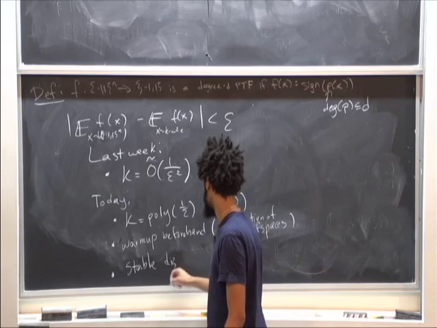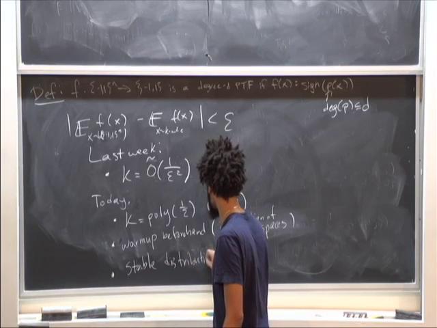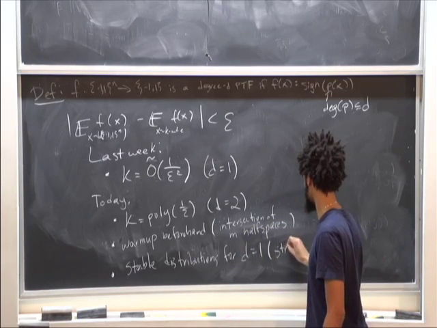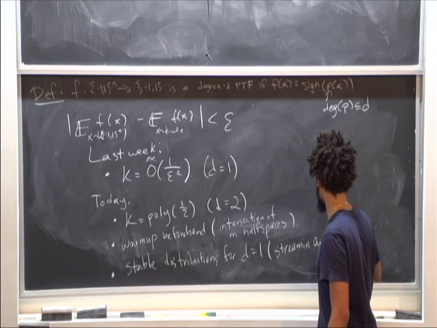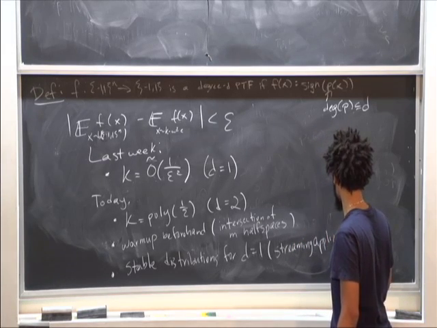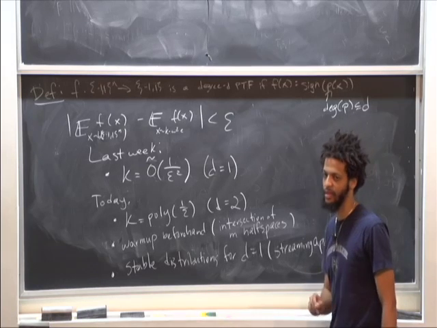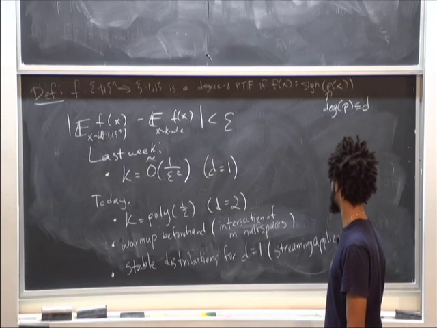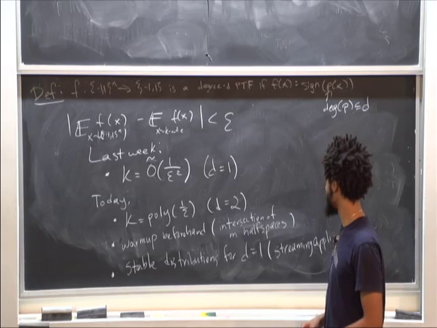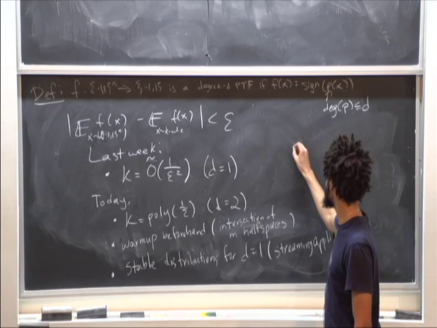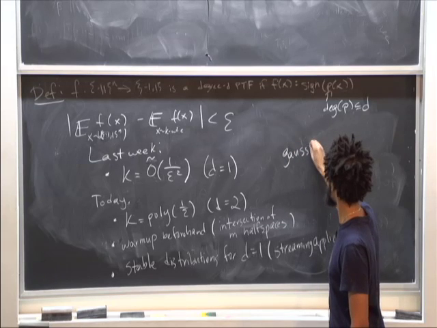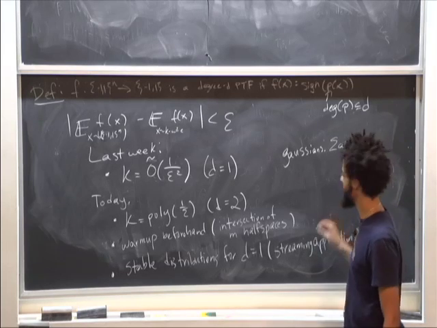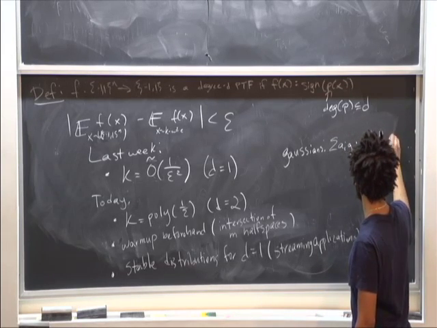Okay, so stable distributions for d equals 1. And this has streaming applications. So in particular, it gave the first optimal space algorithm for L1 estimation in a data stream. Okay. So I guess we'll get there. But basically, Gaussians have the property that if you have the sum of a_i g_i, where the g_i are independent Gaussians, that's distributed like the L2 norm of a times a Gaussian.